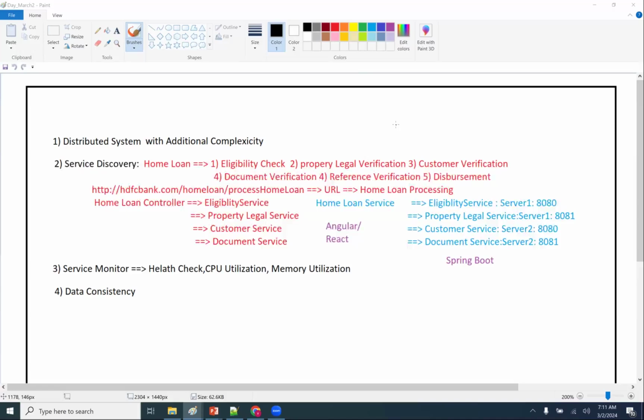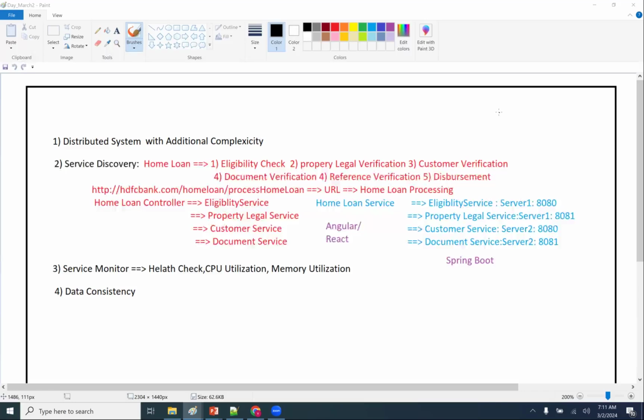So, what are our discussion points? Yesterday, we were discussing the limitations of microservices architecture. This architecture also has a few limitations. The limitations are distributed systems with additional capability and complexity.